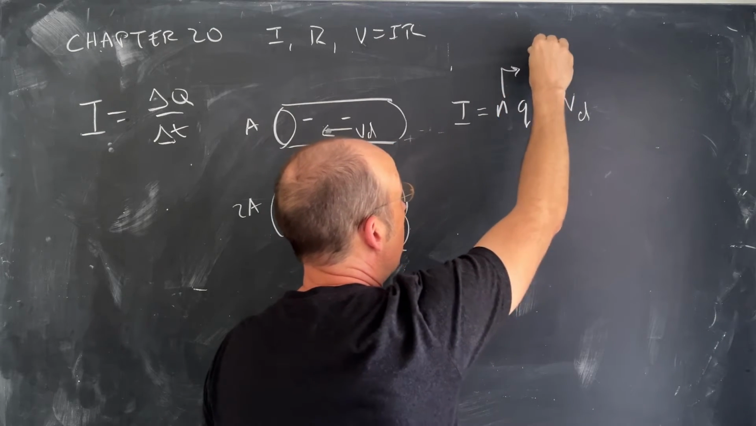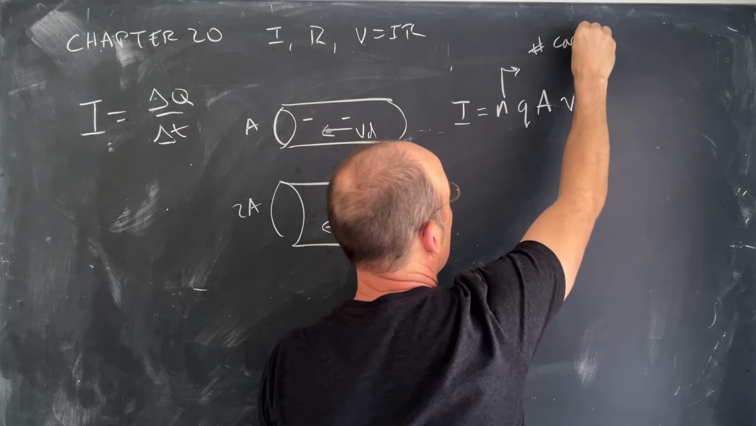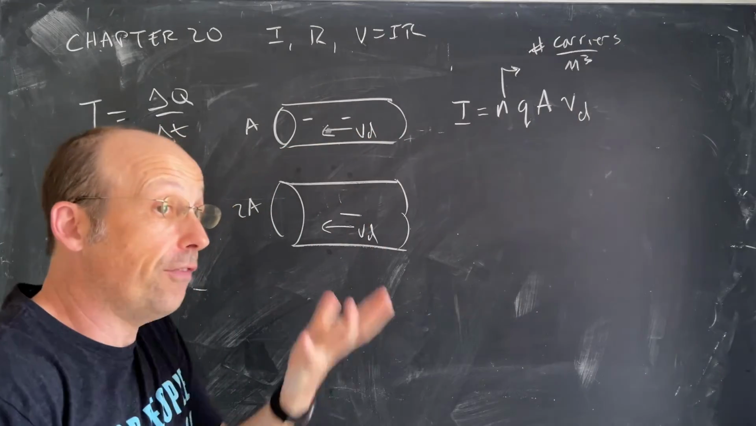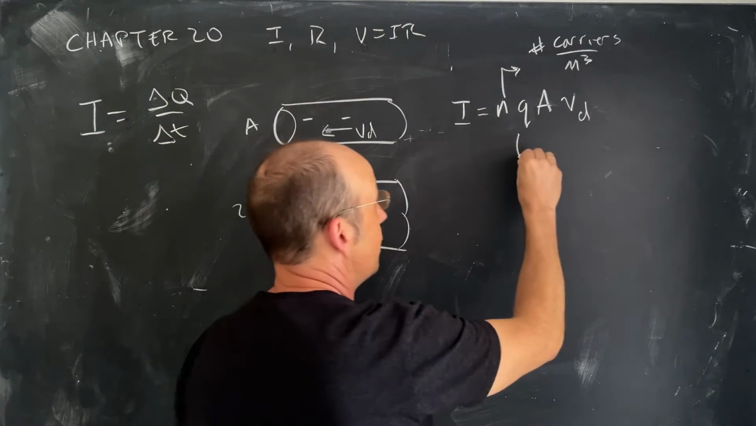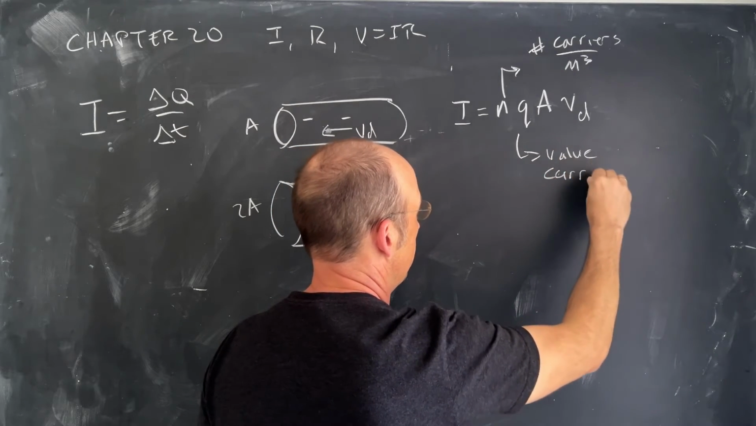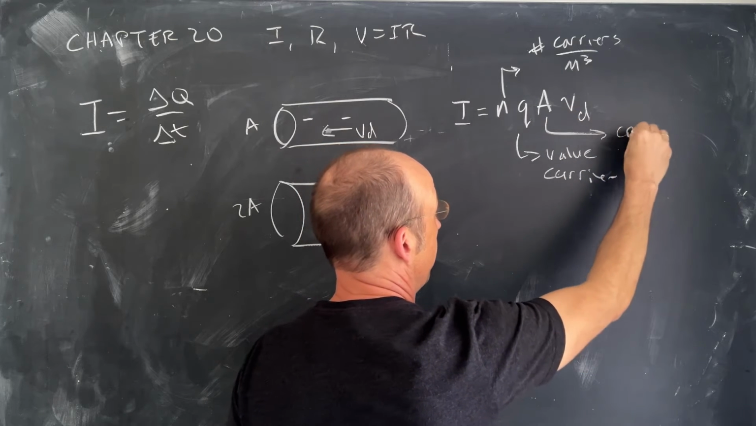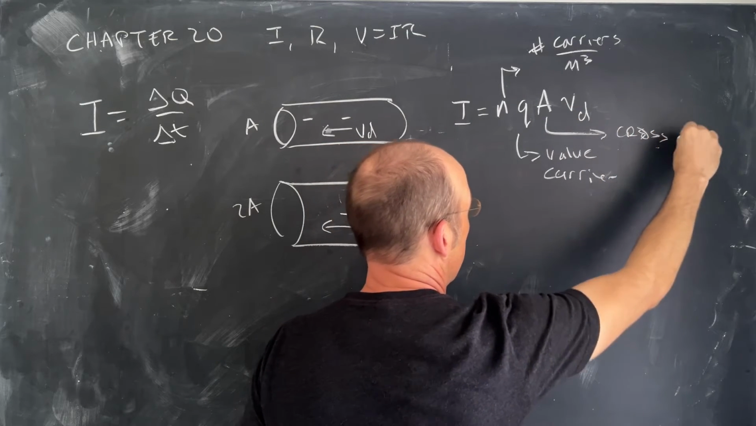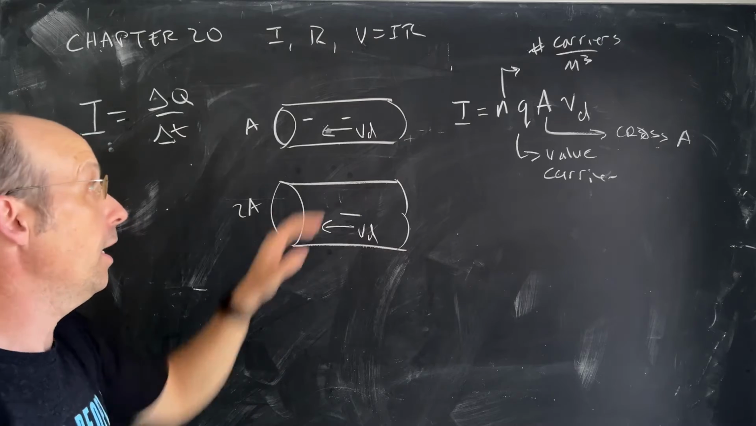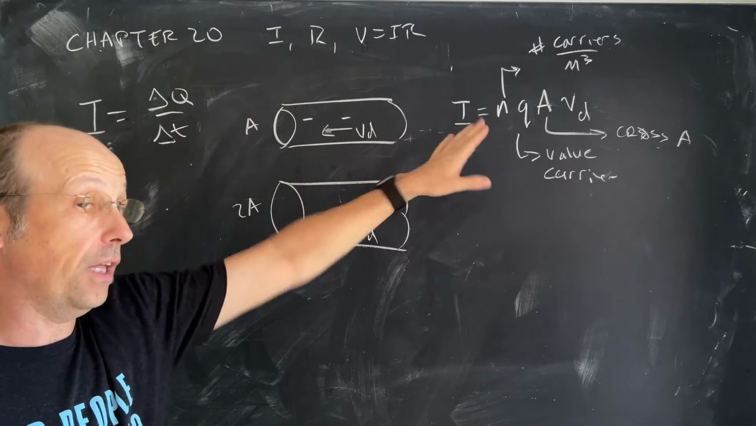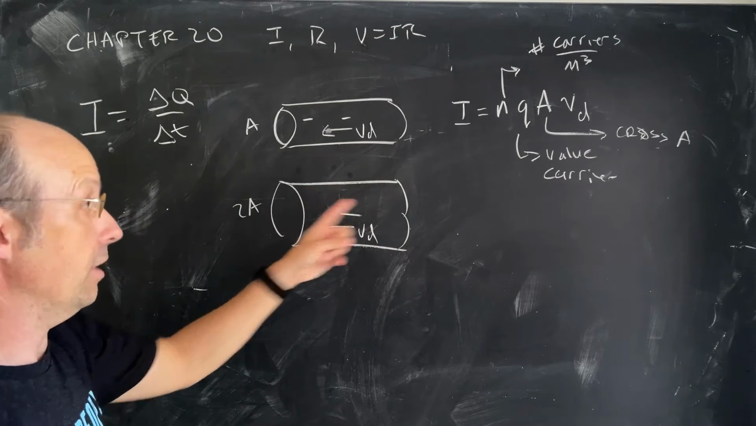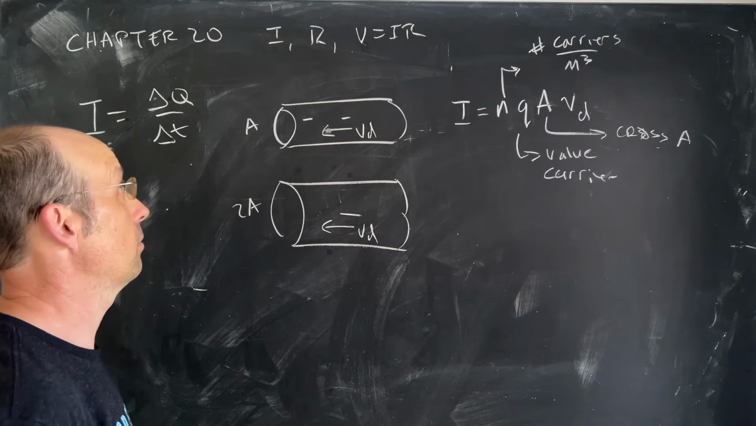So this is the number of carriers per cubic meter. How many free charges I have per cubic meter. This is the value of the charge carrier. And this is the cross-sectional area. So if you increase the area without changing those other properties, you're going to get more current. If I double the area, with the same drift velocity, I'm going to double the current. Now, we're going to see also that changing the length has an impact too.